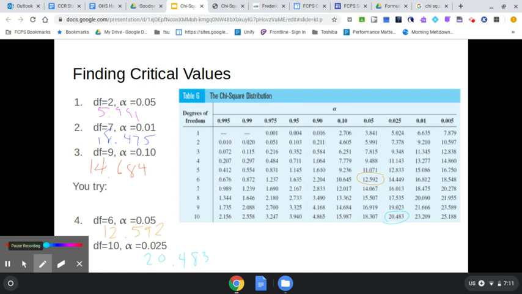Okay, hopefully you paused the video. I found degree of freedom of 6 with an alpha of 0.05 as 12.592. I circled that one in orange. And degree of freedom of 10 with an alpha of 0.025, I got 20.483. That's circled in that light blue color.